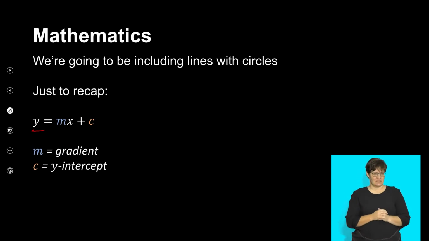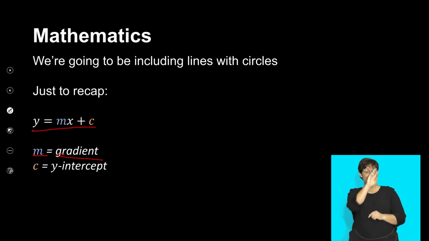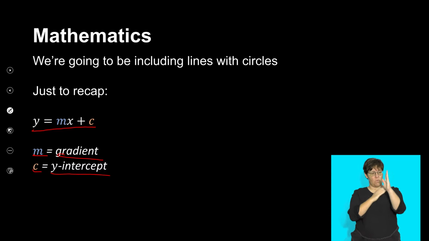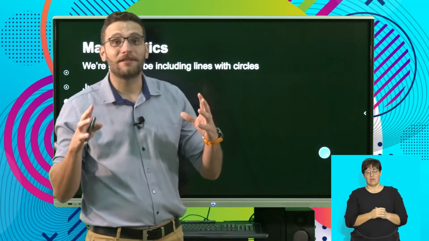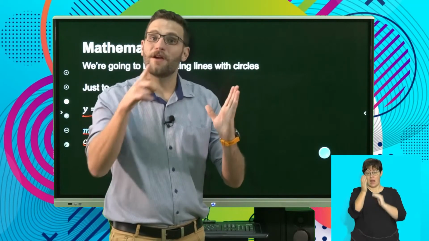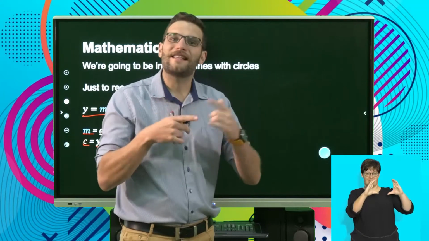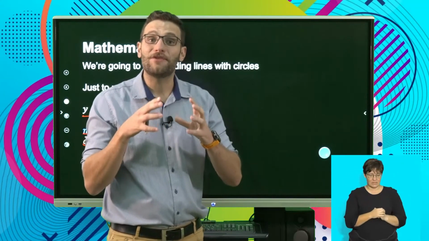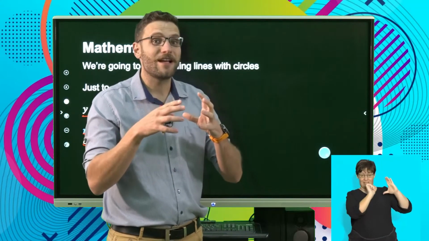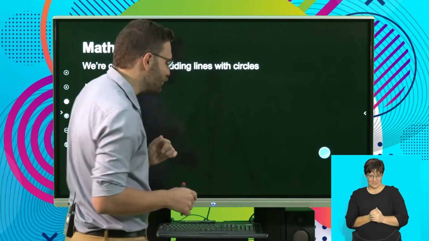A line, like we discussed in previous lessons, has the equation y equals mx plus c, where m is the gradient and c is the y-intercept, the y-cut, where the line cuts the y-axis. What we're going to do now is an example of a question with a line and a circle and see how that plays out, because we're going to have to use some of the circle geometry that we learned in geometry to be able to solve this question. And so let's get to it.